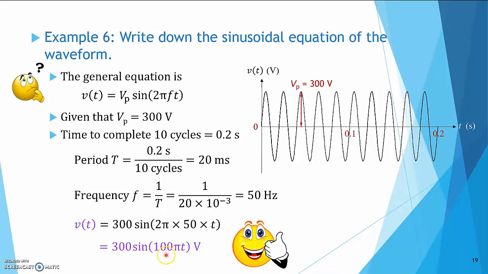And usually we don't multiply 100 with π because π is an irrational number. It has an infinite number of decimal places. Keep it this way, it is more accurate.